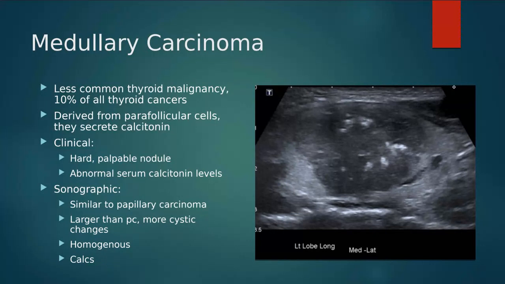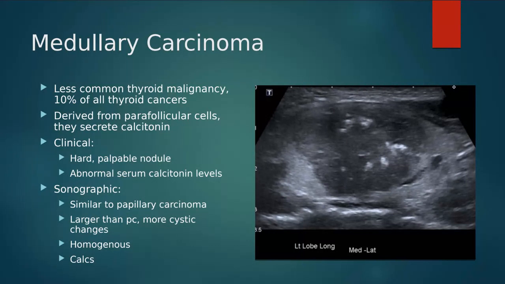Cancers typically are hard. Malignancies typically are dense and firm. Anything soft, squishy, mobile, that's going to be more towards the benign category of a finding. Anything firm, hard, fixed in place is going to be more malignant. We also are going to see abnormal blood serum calcitonin levels. On ultrasound, it can appear similar to that papillary carcinoma, but they're mainly going to be much larger than that. And we could potentially see some cystic changes where we don't normally see that with papillary carcinoma. They could be homogeneous, and we are going to see those calcifications.